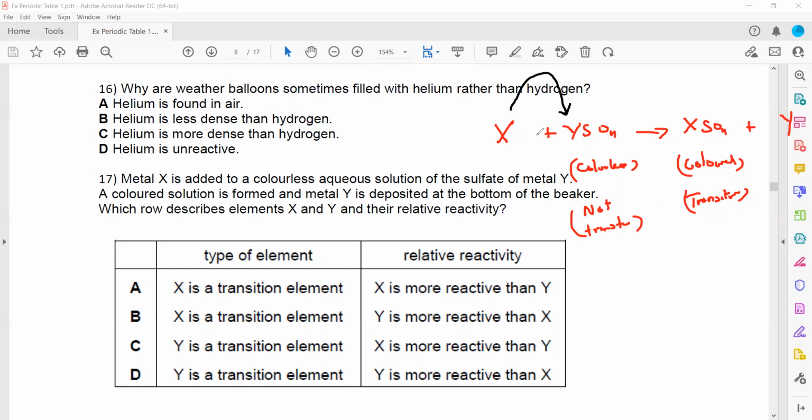And because there is a reaction, when element X is added to the compound of Y, it shows that X is more reactive than Y. So A is the right answer, that X is more reactive than Y. That's why X is able to displace Y from its compound, and X is a transition element because X has a colored compound. Is it clear? Question 17.